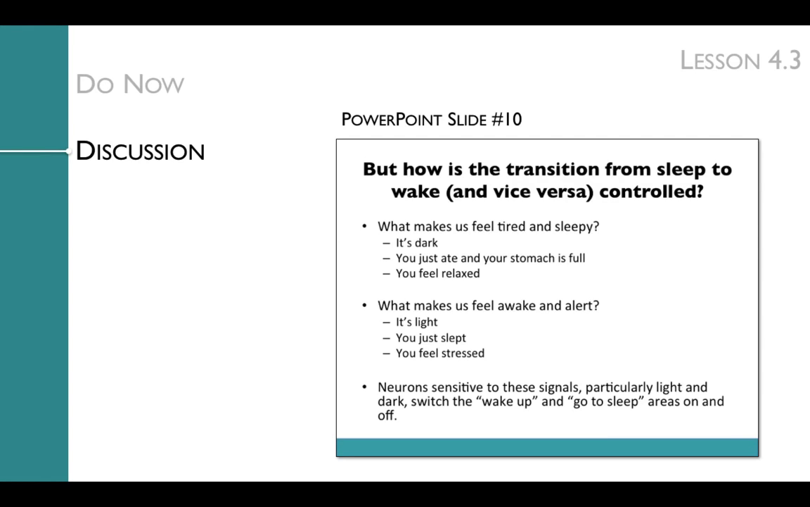Students likely have a variety of answers, the most common of which can be animated to appear on the slide after students have responded. And then you can tell students that neurons sensitive to these signals, particularly light and dark, switch the wake up and go to sleep areas on and off.